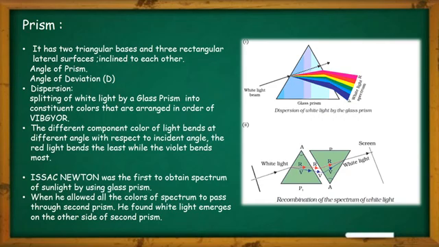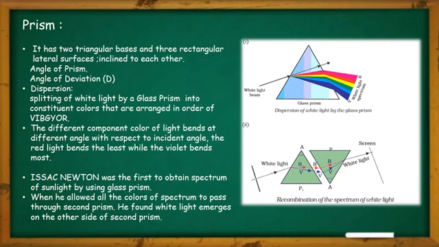Next, let us know what the angle of deviation of the prism is. Angle of deviation is the angle between the incident ray and the emergent ray. When dispersion of white light happens, the light does not travel in a straight path; rather, when it passes through the prism, it bends. So the angle of deviation is created, meaning how much the light ray is deviating from its original position.